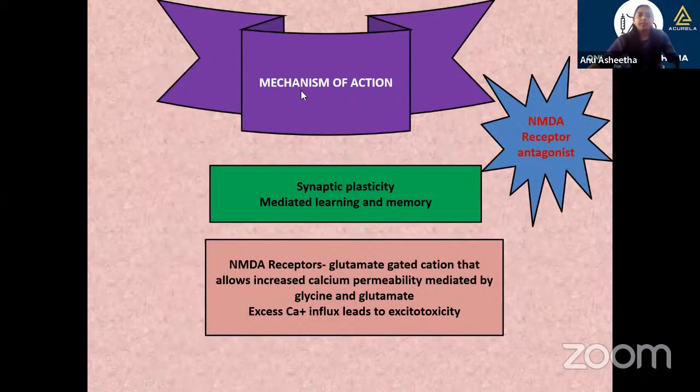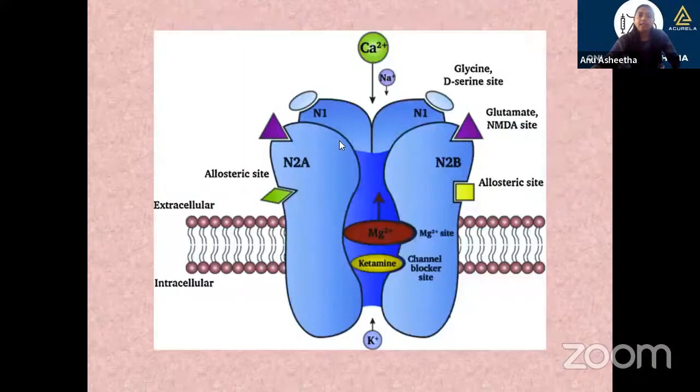Now coming to the mechanism of action, the hallmark mechanism is NMDA receptor antagonism. By this, synaptic plasticity mediated learning and memory is inhibited. So what are NMDA receptors? They are glutamate-gated cation channels. This is responsible for the increased calcium permeability mediated by glycine and glutamate. Glutamate is a neuroexcitator, so excess calcium influx may lead to excitotoxicity. Ketamine acts on this and antagonizes this receptor.